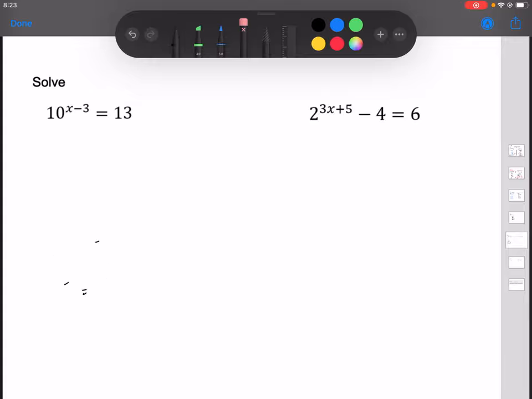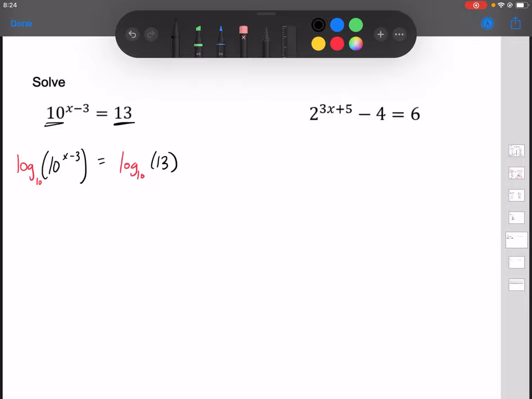But if you look at this problem, we can't easily get the bases to be the same. 13, I can't easily get to base 10, because I don't know what power I have to raise 10 by to get 13. That's where logs come in handy. So what you do, I'm going to write it right here, is you match the base. So you do a log and match the base of the side you're trying to get rid of. So log base 10 of 13.